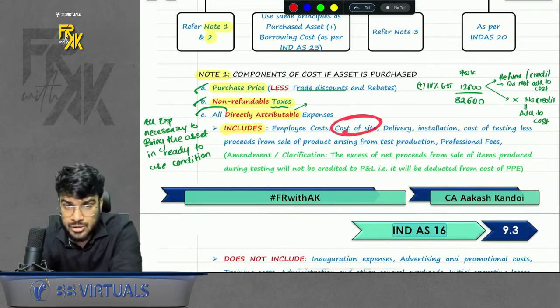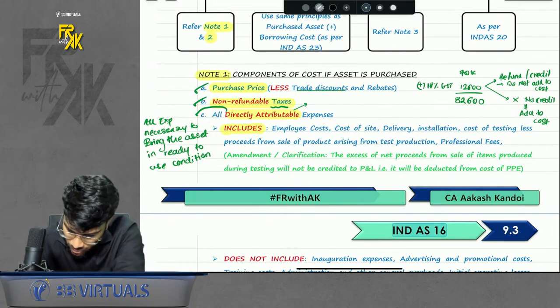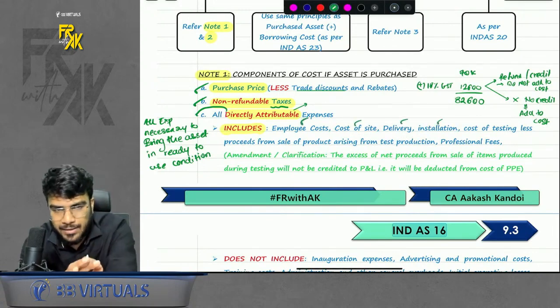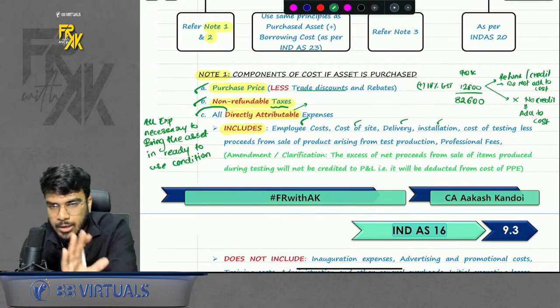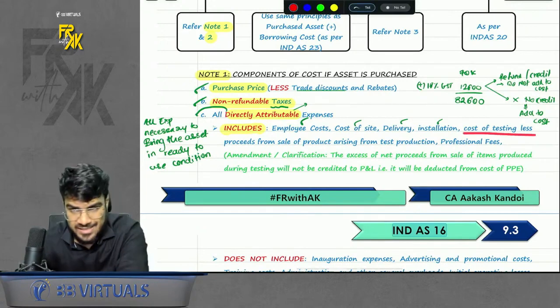Also, this is relevant when you're constructing it. Delivery cost, installation cost, right? So all these costs will form your directly attributable expense, right? No need to remember it. Just give it a plain reading. You will be able to recall it when you're solving the questions. Don't worry about it. The other point is cost of testing.